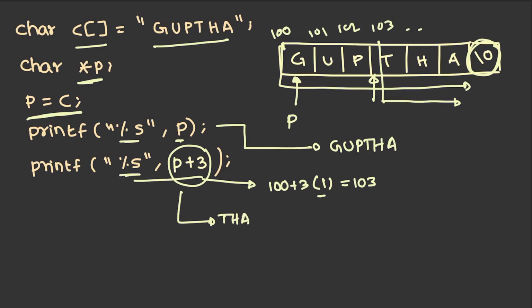Now I think you got the significance of a null character. It generally starts from the location and it goes till where it encounters the null character. It doesn't tend to print the null character, but it marks the end of the string.